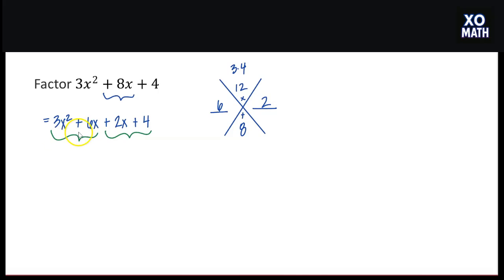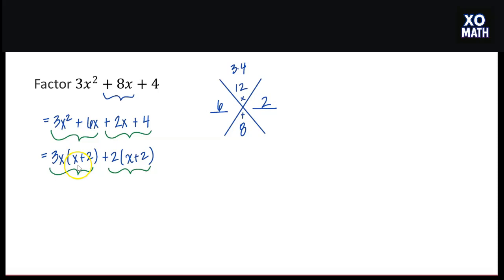Now, from the first group of 2, we try to take out the greatest common factor, which is 3x. So we'll take out a 3x, and we're left with x plus 2. From the second grouping, the greatest common factor is 2. So if we take out a positive 2, we're left with x plus 2. So now we have just 2 terms. Terms are separated by addition or subtraction, and we can factor out the greatest common factor from these 2 terms.